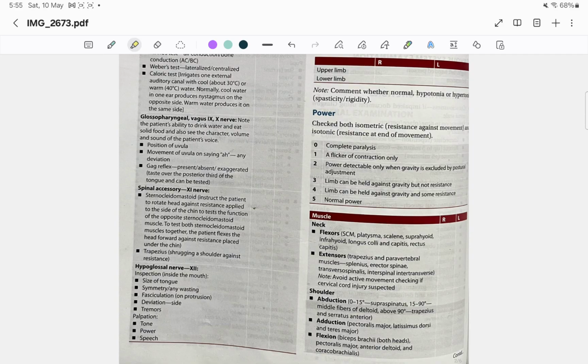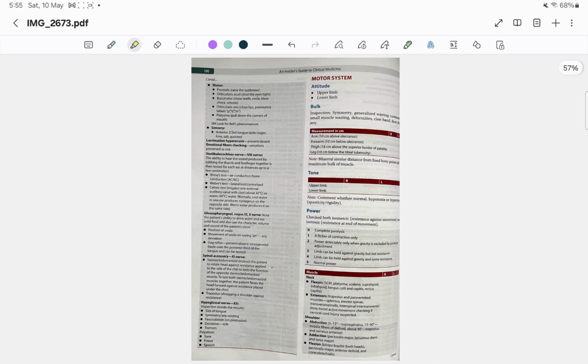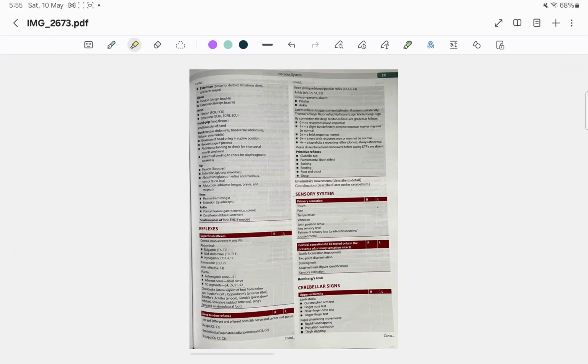Then you don't need to assess each and every muscle power. You just have to say that in forearm, flexion and extension muscles are normal, in wrist, flexion and extension normal. This is how you have to say. Don't say each and every muscle; you don't need to see that.